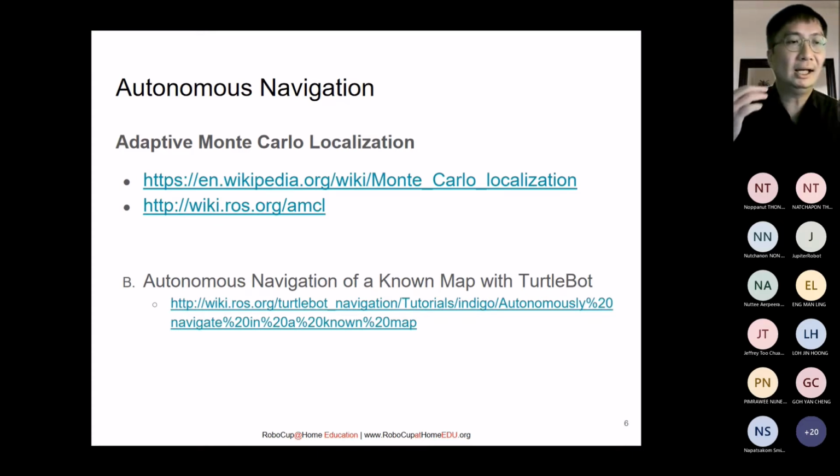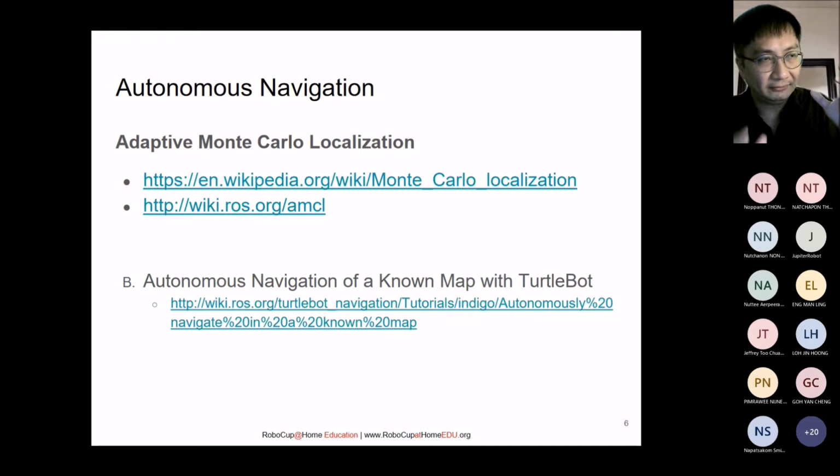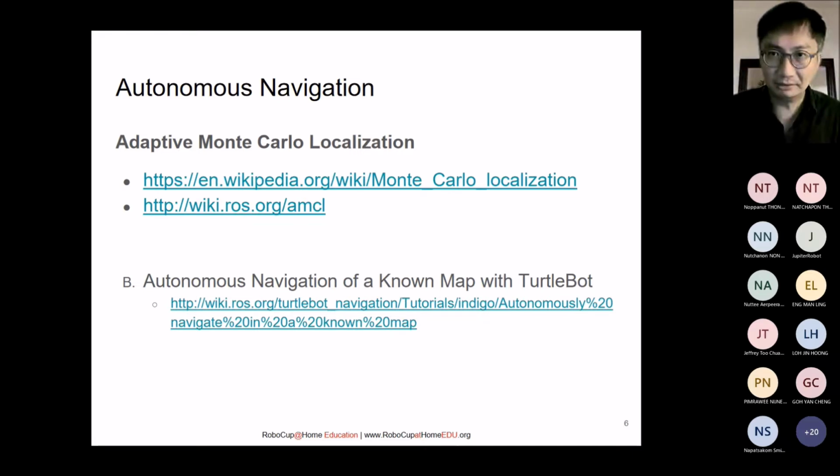So just now we got the map. The next step is we want to use the map to make the robot move from point A to point B. I also explained that for this to work, the robot needs to be able to do localization. And in order to do localization, we are using AMCL, the AMCL software.